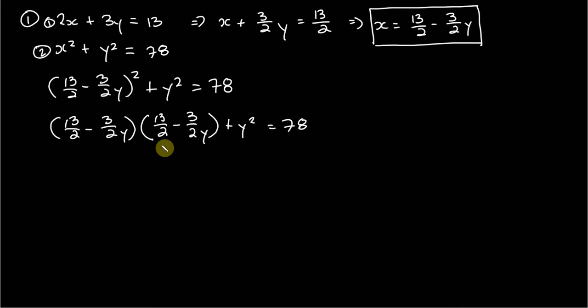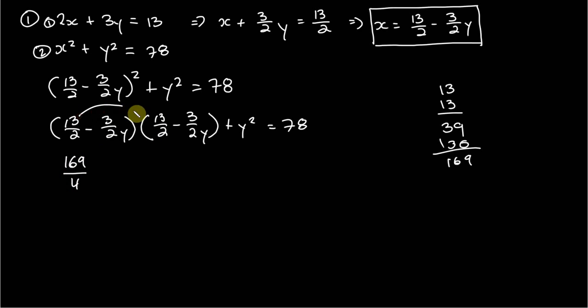So 13 over 2 times 13 over 2. Well, 13 times 13, let's look. 3 times 3 is 9. 1 times 3 is 3. We've got our 0. 3 times 1 is 3. 1 times 1. It's going to be 169. So 13 over 2 times 13 over 2 is 169 over 4.